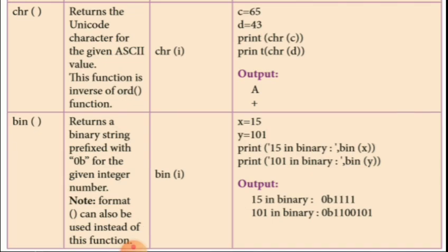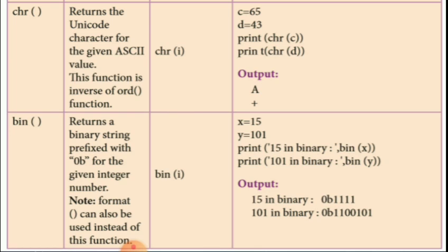Next, chr. It returns a Unicode character for the given ASCII value. The function is the inverse of the ord function. Already we have seen the ord function. It is the inverse, or reverse method, of the ord function. chr within the parenthesis i, the parameter or argument we want to pass. This is the syntax of the chr function. c is equal to 65 and d is equal to 43. And what we got in the output: A and the plus symbol.